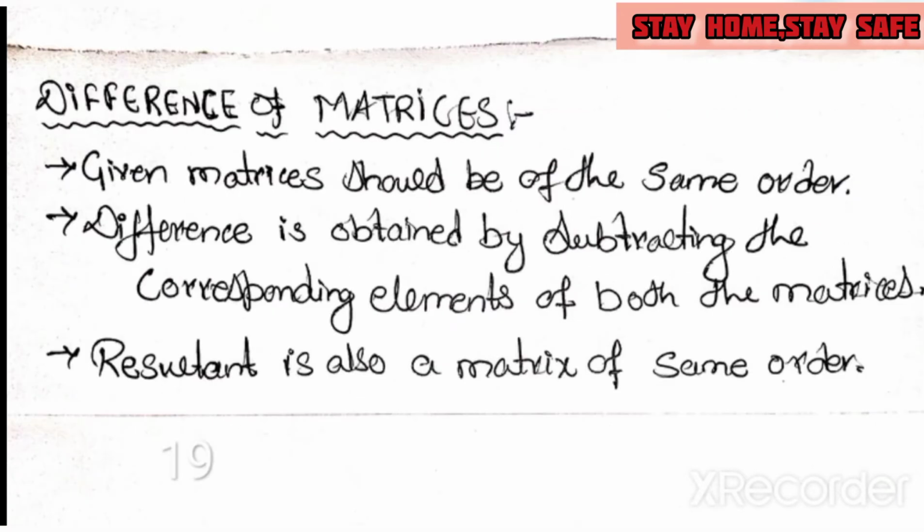The third point given here is that the resultant is also a matrix of the same order. It means that what we get as the conclusion after subtracting the second matrix from the first matrix is the resultant, and that resultant is also a matrix of the same order. Whatever order the given matrices are of, the resultant would be of that same order also.